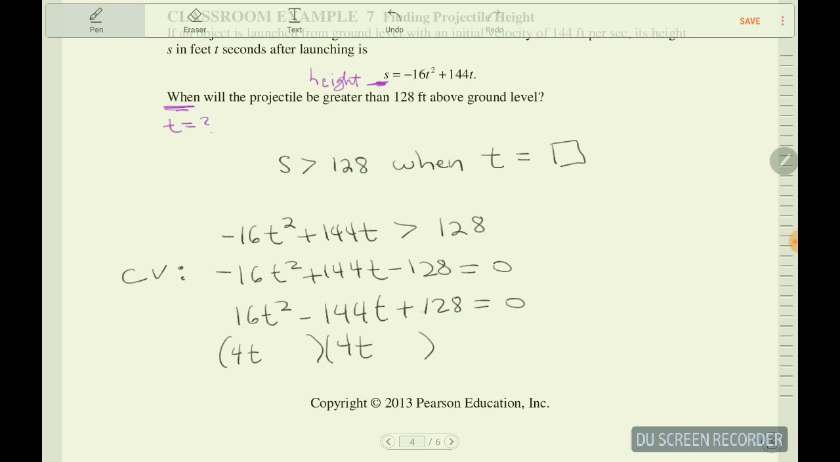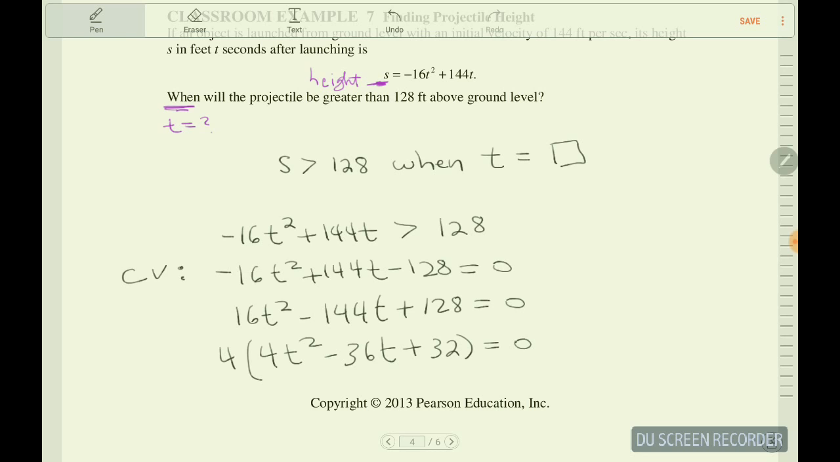So that doesn't make sense. Yeah, 4 does go evenly into, yes it does. I don't know why I said no earlier. So I can factor out a 4. So 4 times 4t squared minus 36t plus 32.